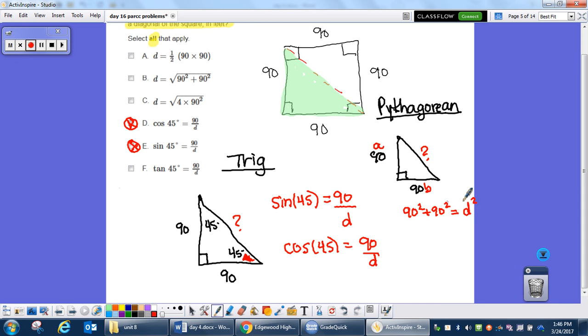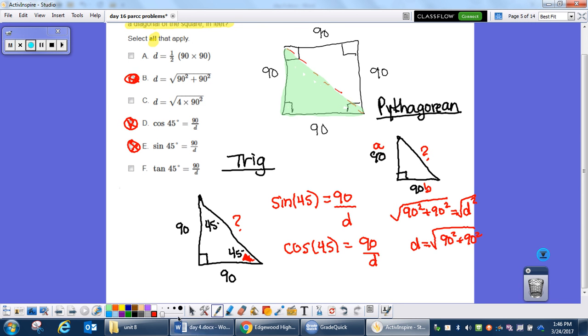Okay? And then if we want to just solve for d, we would end up square rooting both sides. So d is going to equal the square root of 90 squared plus 90 squared. And that is B. Okay?